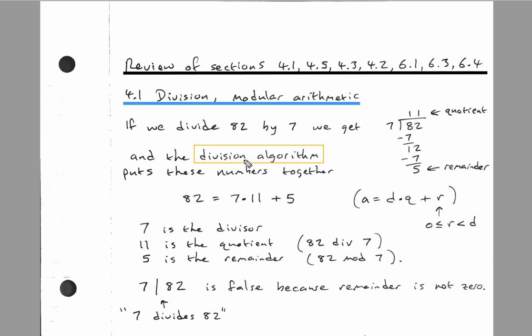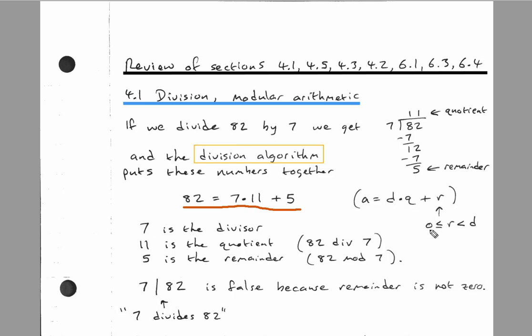So that's division. And the division algorithm is just saying the same thing. So these four numbers go together like this. We divided 82 by 7. It went in 11 times with 5 left over. So 82 is equal to the divisor, 7, times the quotient, plus the remainder. 77 plus 5, that looks good, 82. So A is equal to D times Q plus R.